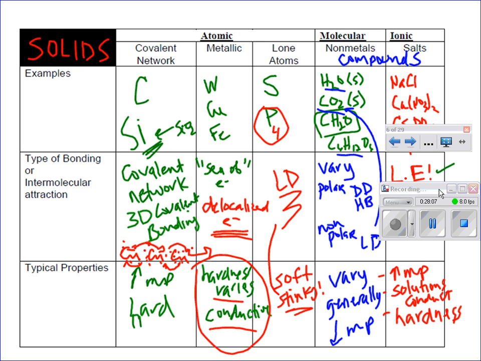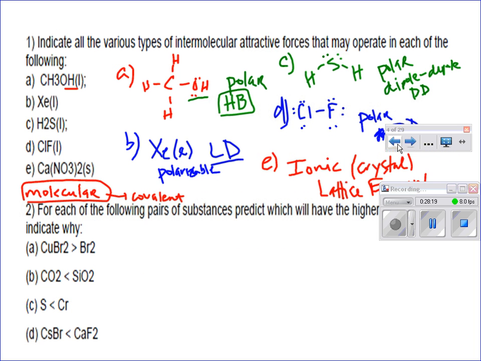Okay, and that's because of the low intermolecular forces, the small intermolecular forces. So now let's go back to the previous problem. For each of the following pairs of substances, predict which will have the higher melting point. It's pretty much done for you. Tell me why. So let's identify the actual intermolecular force. CuBr2, what is that? Why is that harder to melt than Br2?